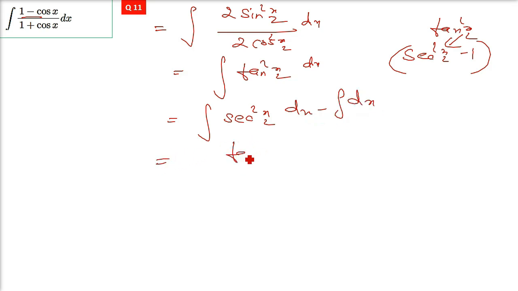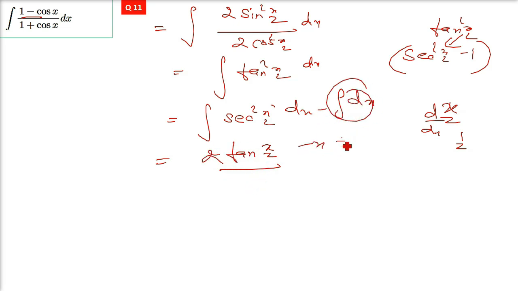Sec square x by 2 integrates to tan x by 2. And this x by 2, if you differentiate it, it's going to be half. So if half has to come in the denominator, 2 will go up. 2 tan x by 2 minus integration of dx, which is x, plus constant of integration. This is so easy now. So this question is definitely going to come.